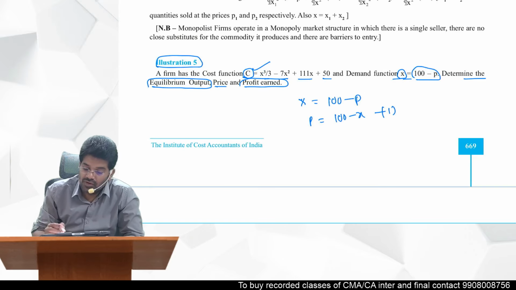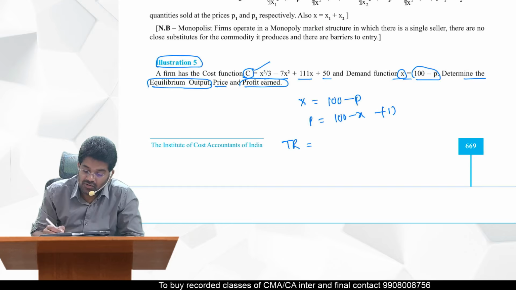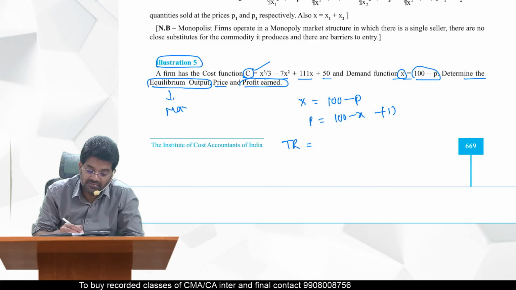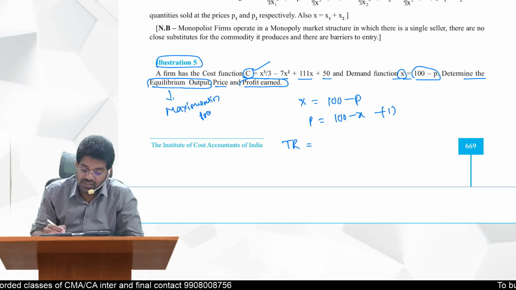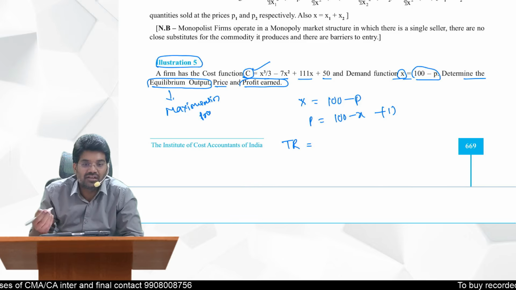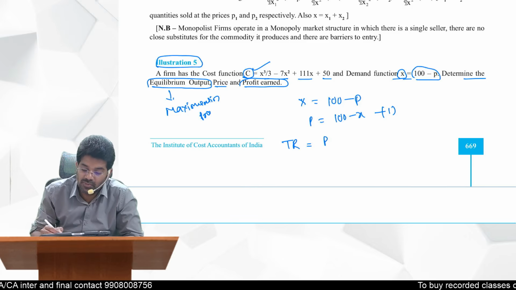So if you want to get total revenue, we want to get profit maximization only, no, that is the objective. So at what level of output the profit will be maximum. First, for profit, if you want to get TR, you should get total cost also. TR is equal to price into quantity.